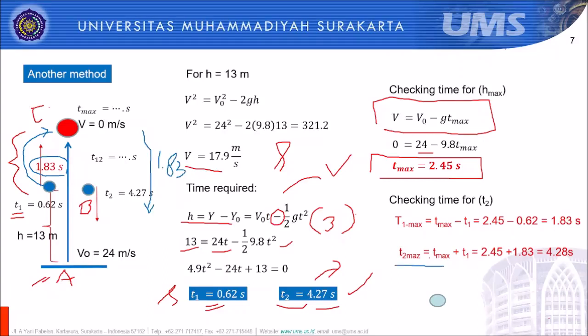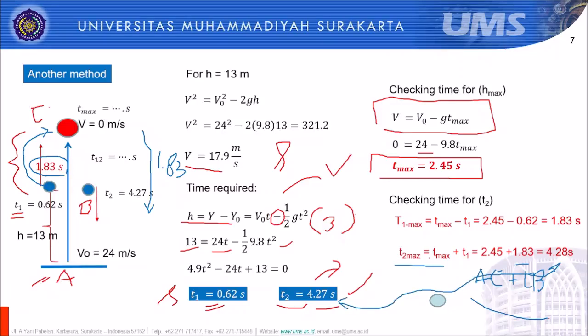So totally, from A to C, this is A to C. A to C is 2.45, and then from C to B is 1.83. So finally, the total time is 4.28. It's exactly the same.